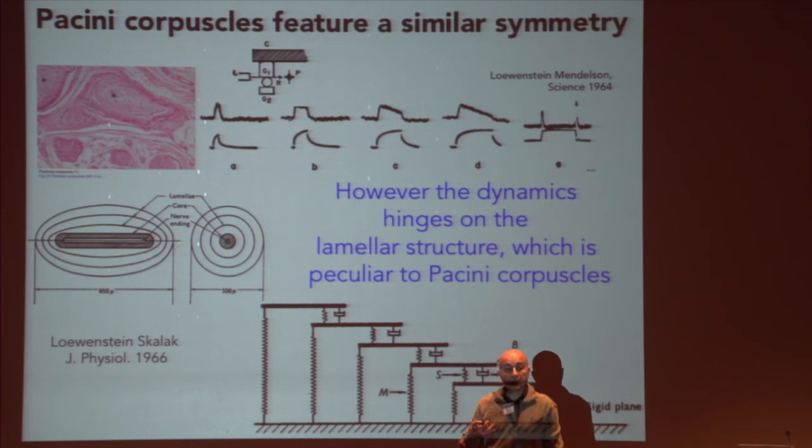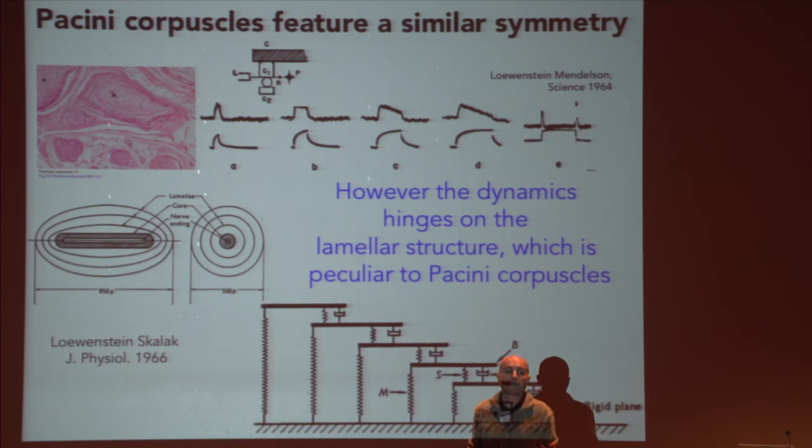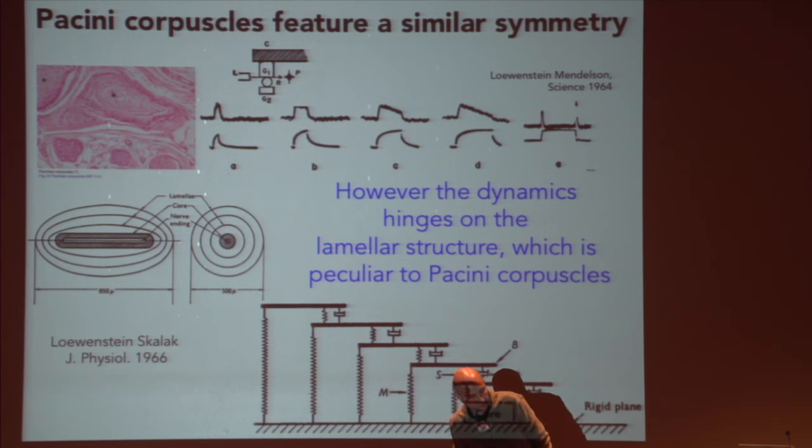The problem is that then they started looking at other mechanoreceptors, touch receptors, and they realized that this explanation, even though it's so nice, is actually very specific to Pacini corpuscles. The reason being that this structure, these lamellae, are unique to Pacini corpuscles. All the other receptors have this property of symmetry, but they don't have all these lamellae. So the problem is still there. For Pacini corpuscles, there's a nice explanation, but it doesn't apply to all the other receptors.